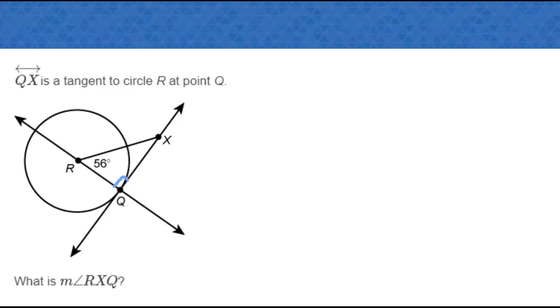So if we connect the points R, X, Q, we see that we're looking for this angle. Well, the really cool thing about triangles is that all of these angles add up to 180. So that means 56 plus 90 plus X is equal to 180. So go ahead and add 56 plus 90 and then subtract that from 180 and you will find the value of X.